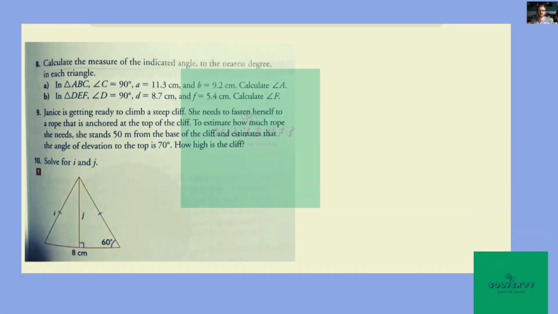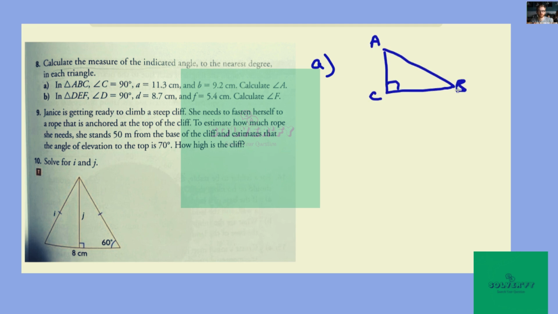In number 8 in A, let me reference the triangle here. So if we have triangle ABC, where we know angle C is right, side A is 11.3, side B is 9.2. We want to find angle A.